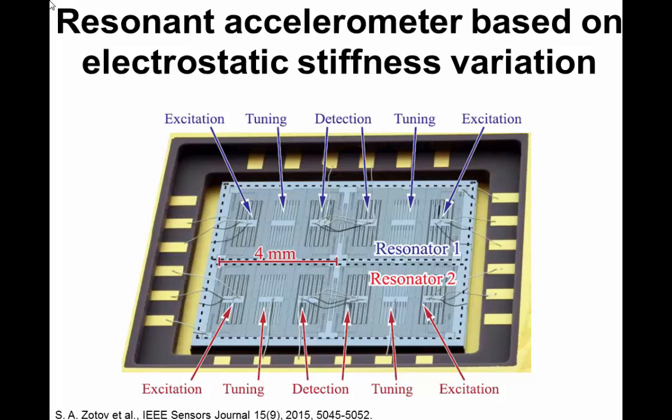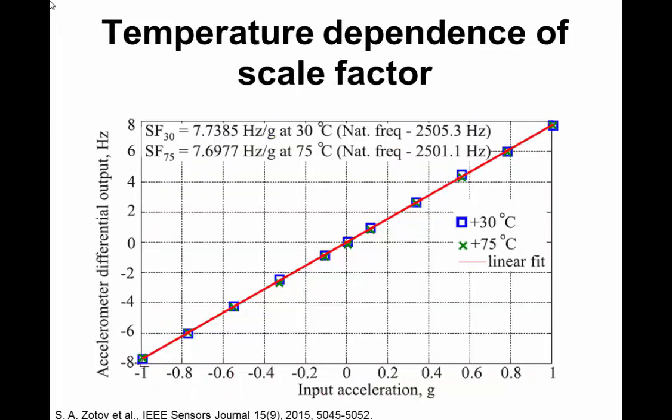So that's the implementation here for this particular device. There are often tuning electrodes for these devices. The idea is to maybe bias them to a nominal operating point. For example, under a 1G load, you might bias them to an operating point and look at deviations about that operating point.